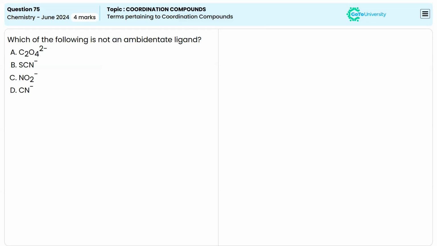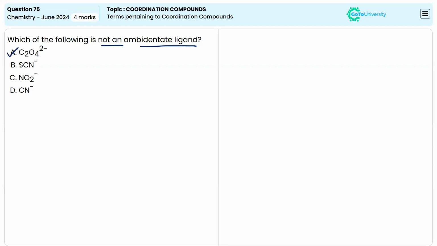So the next question, we have four kinds of ligands, and we must find which is not an ambidentate ligand. So we know that an ambidentate ligand has more than one donor atom, but both of them cannot be used at a time. At a particular time, one donor atom will be used, or sometimes they will use the other one as the donor atom, right? So we have to identify the one which is not an ambidentate ligand. So first let us see C2O4 2 minus. This is the oxalate ion. The oxalate ion is not an ambidentate ligand. So this will be the correct answer.